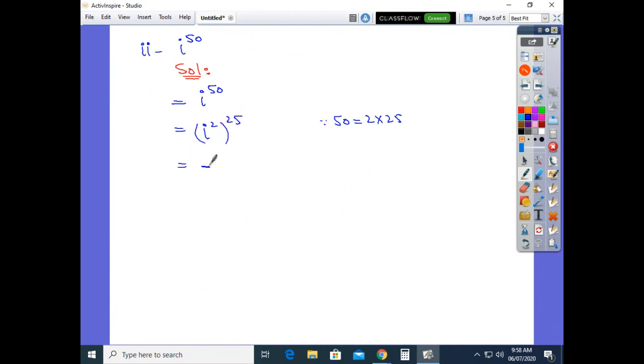What is the value of iota square? -1, because iota is equal to square root of -1. Therefore, iota square is equal to -1, and its power is 25. Again, the power is odd. Therefore, we have -1, which is our required answer. Now, similarly, here we solve the next part. The next part is iota raised to power 8.